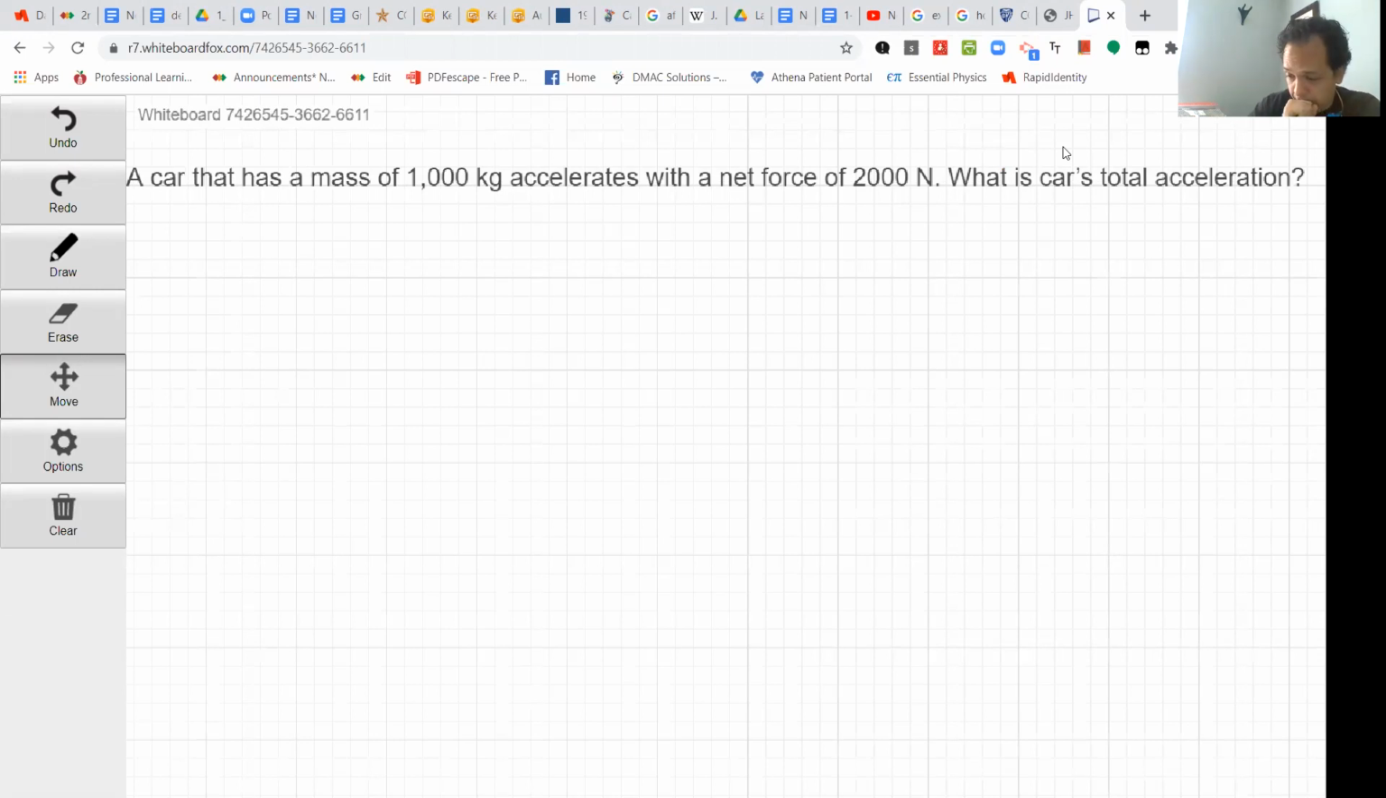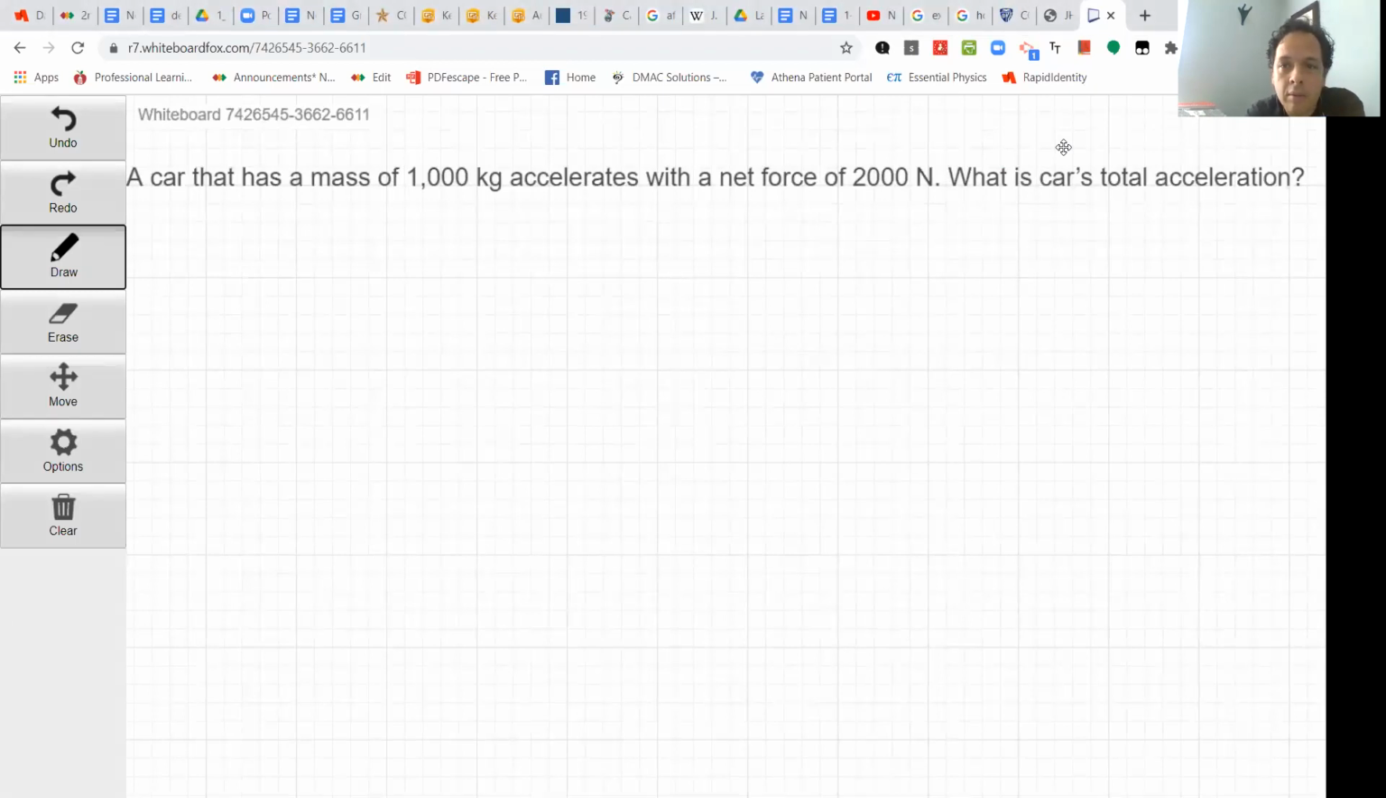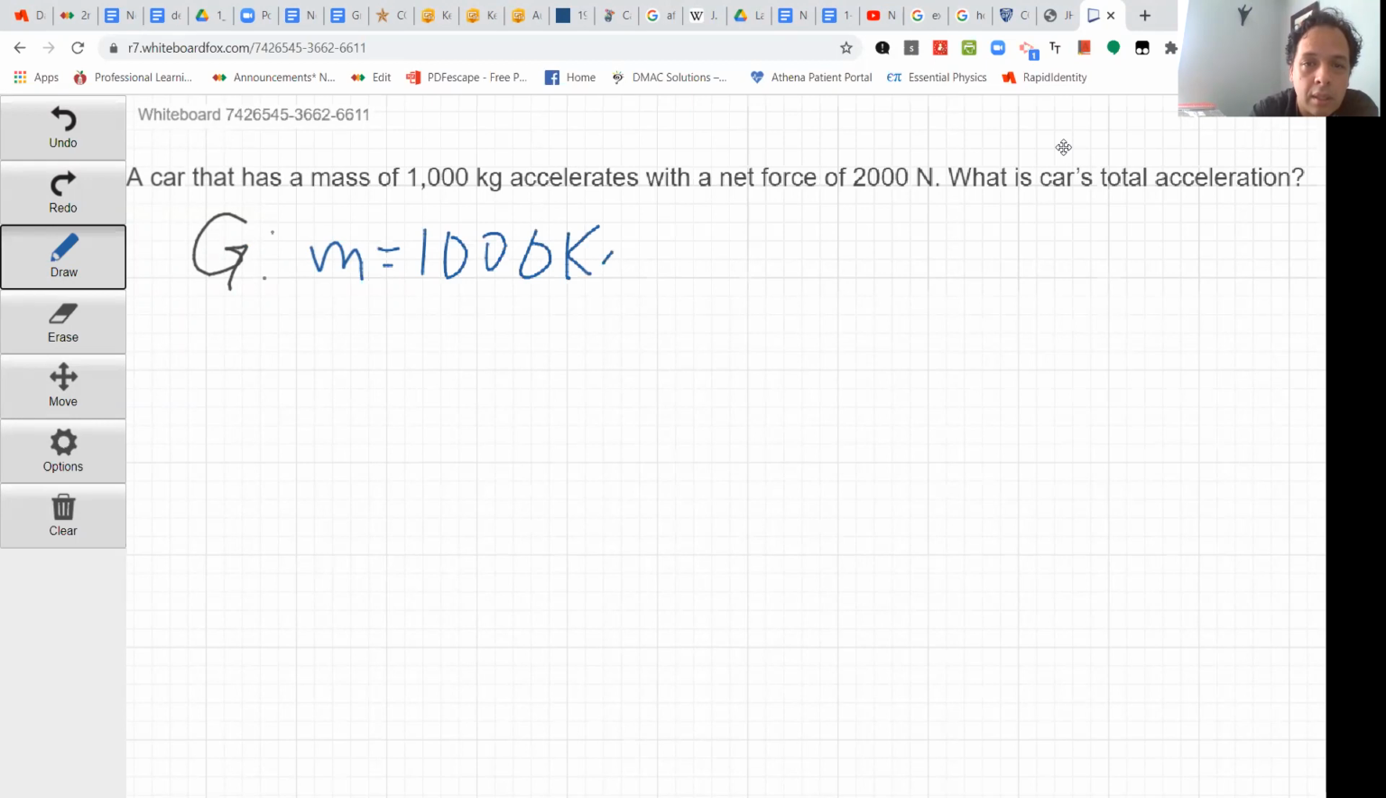Okay, so there's 3 formulas we're going to be using on this problem, and I'll get to that in a minute. So the first thing is to draw your givens, right? We know mass is 1,000 kilograms. We know there was a force of 2,000 newtons. What is the car's acceleration? That's our unknown. We don't know what the acceleration is.